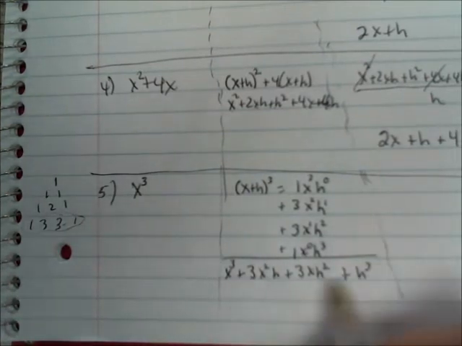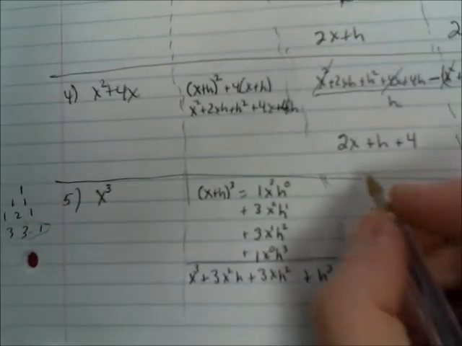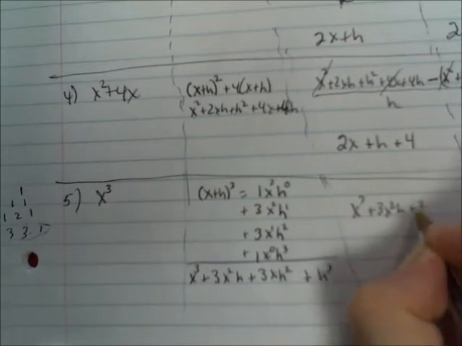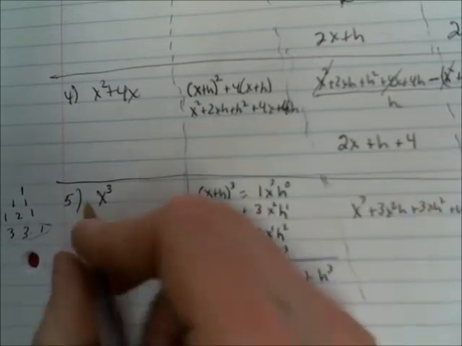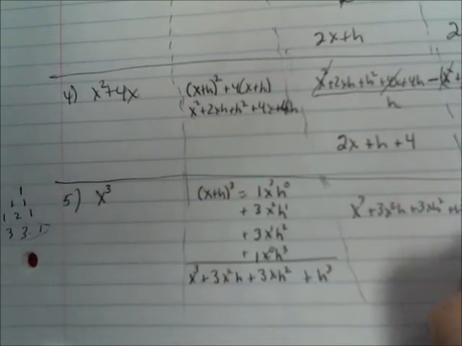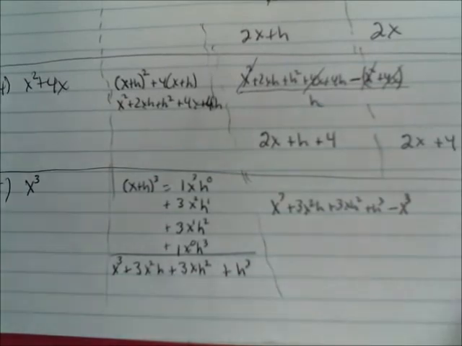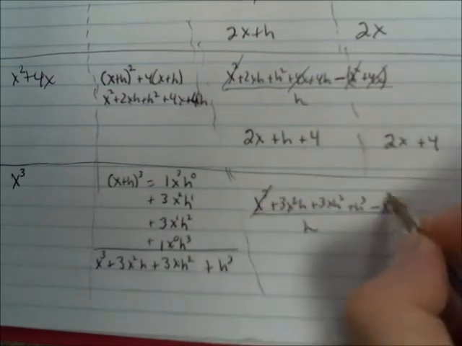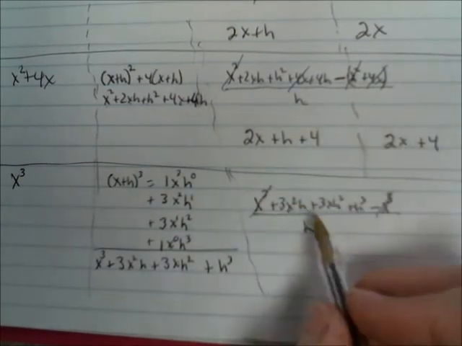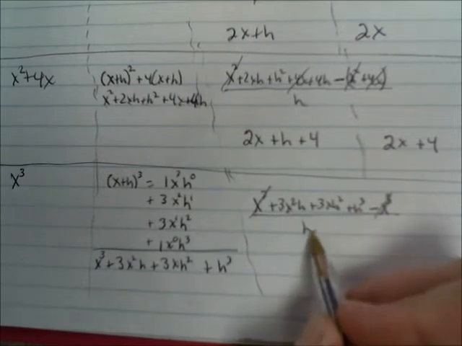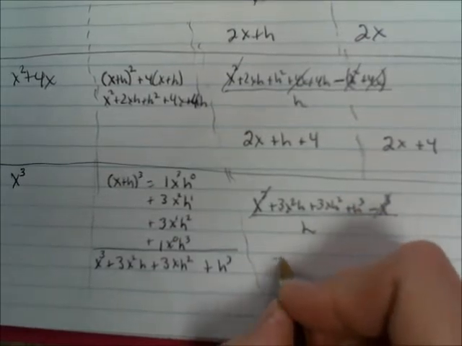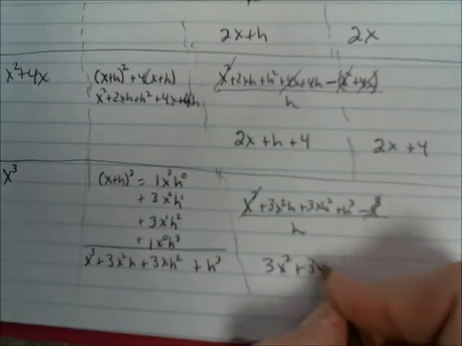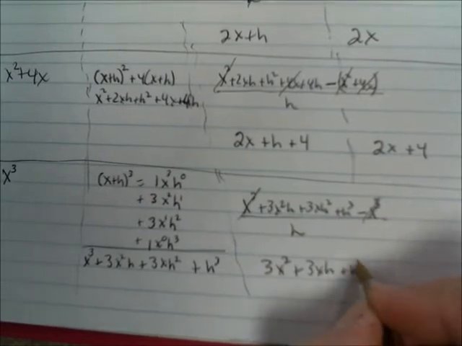And now we're going to take the second column minus the first column, so that becomes x cubed plus 3x squared h plus 3xh squared plus h cubed, and now we're going to subtract out that first column, which is an x cubed, all over h. What happens is the x cubes are going to cancel out. You're going to have one of these h's cancel out with the denominator, and you're going to have 3x squared, that h canceled, plus 3xh plus h squared.